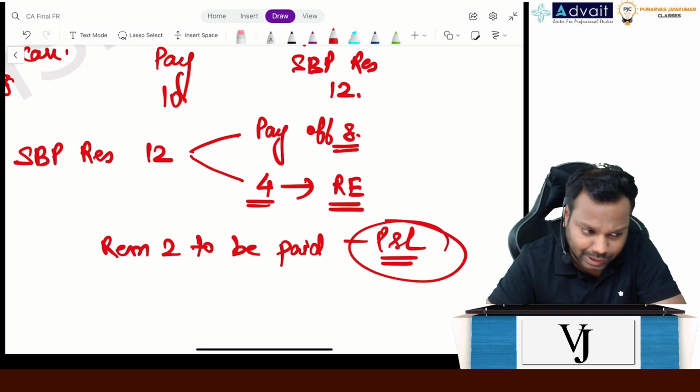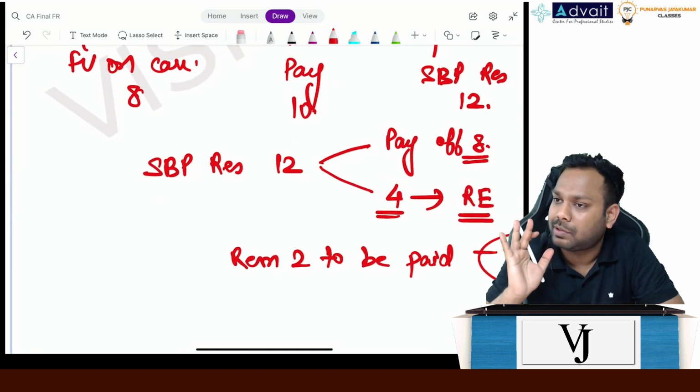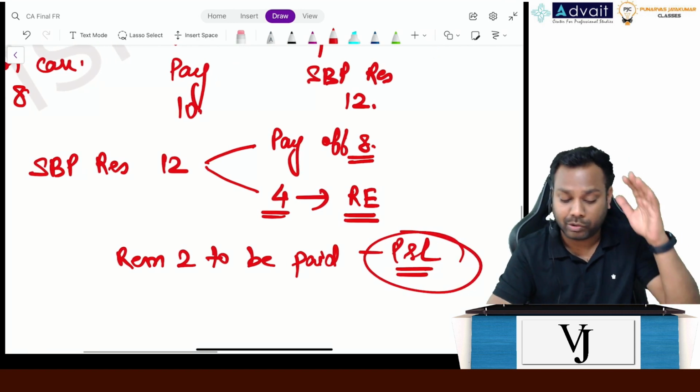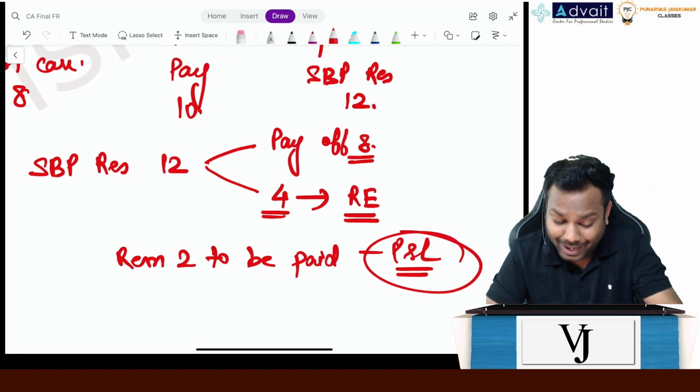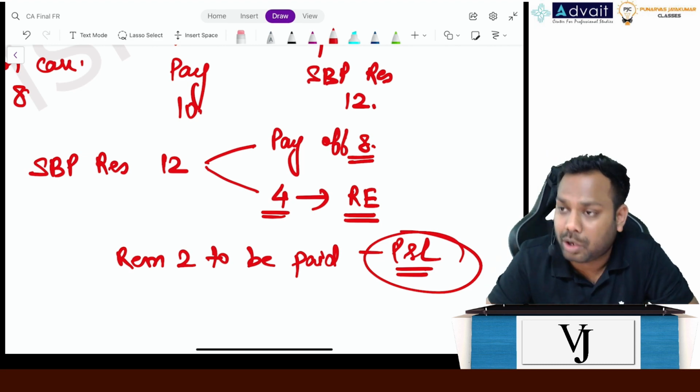Like I have taken around 10 mock tests so far for FR, and in all the mock tests I have seen this mistake. Some other students will make this mistake. So please don't make this mistake, because if you have understood the concept properly and at the end you are doing this mistake, it will not fetch you any mark for that. Okay? So please do not make this mistake in the exam.